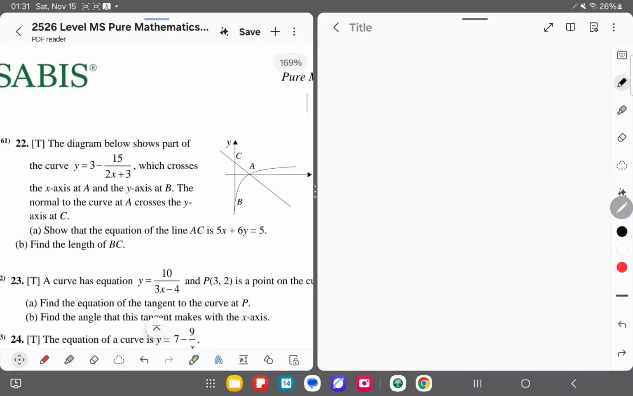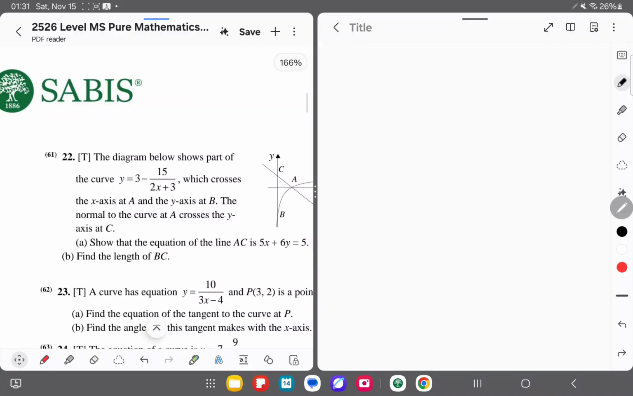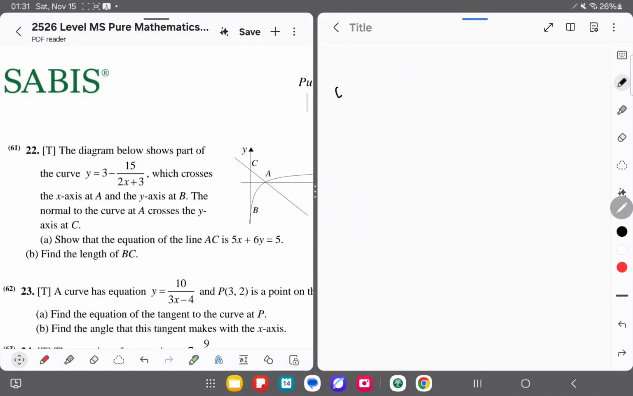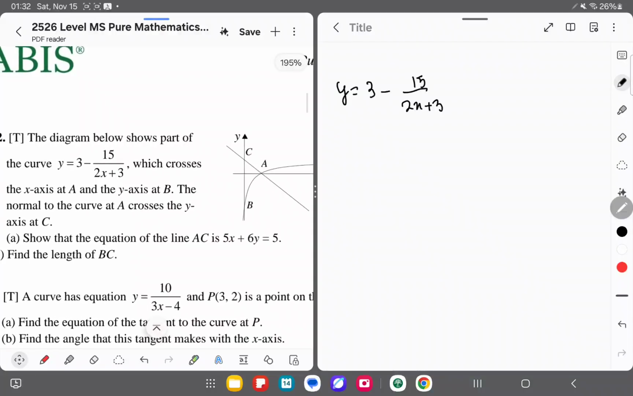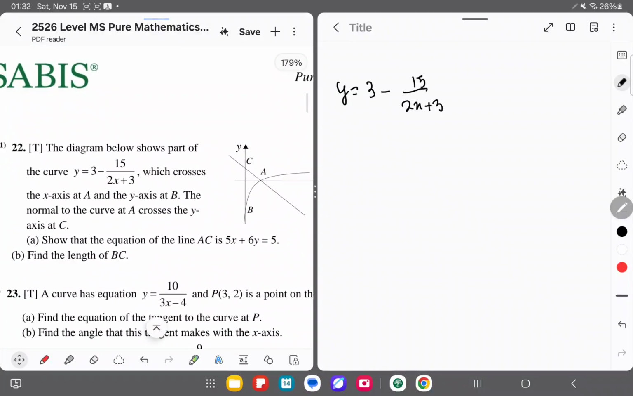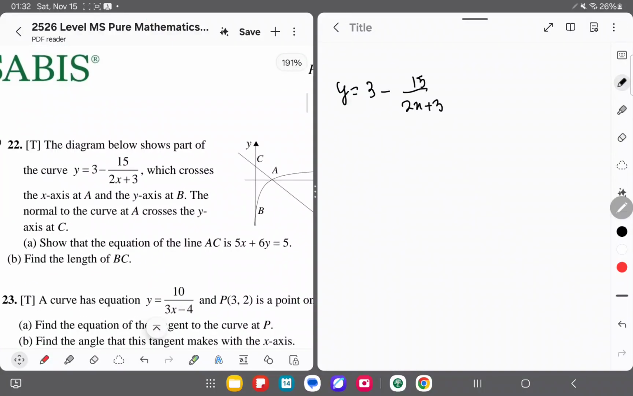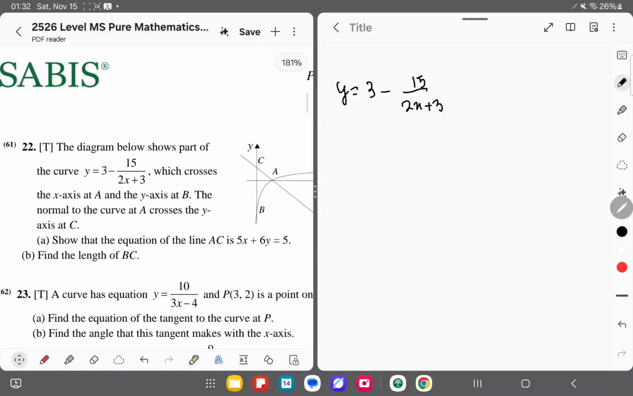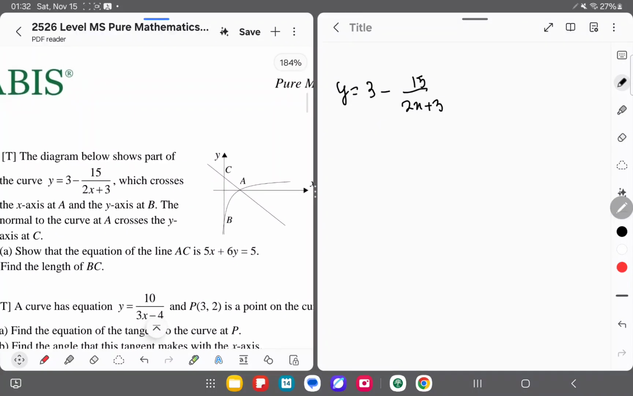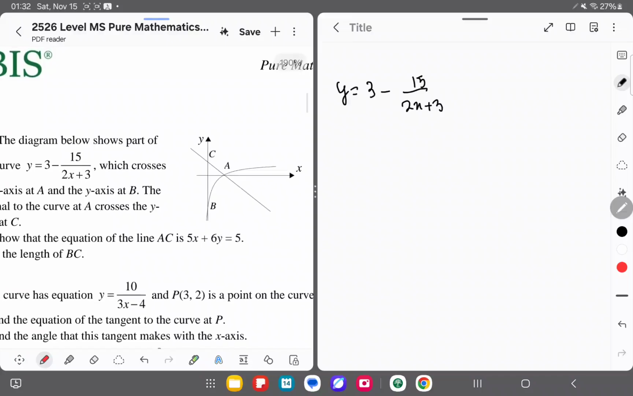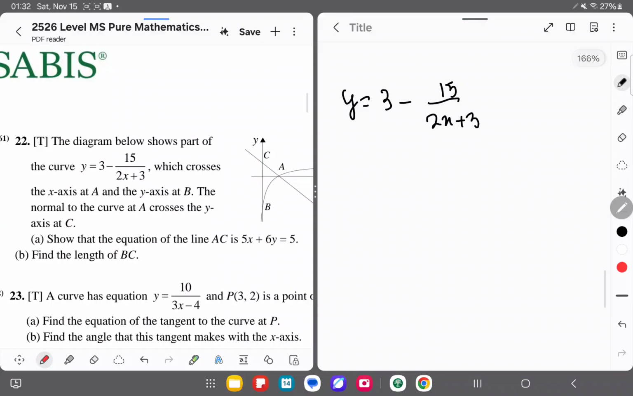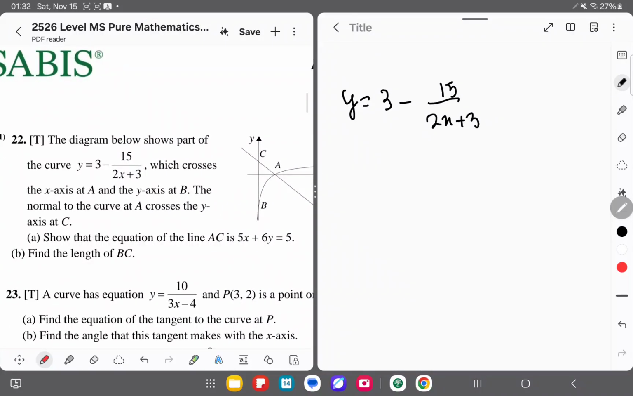Okay, so I'll do a more common one. Question 22 as a top question. They gave us here that y is equal to 3 minus 15 over 2x plus 3. Now here are the following questions that they ask us. First, to give us information, they state that there is a normal to the curve A. So this is the normal here, I guess we can call it L. So over here, the first question asks for the equation of the normal.